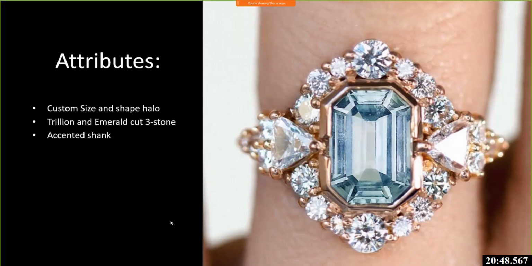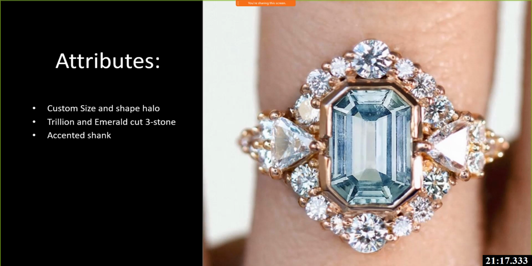So this next one is basically a modified halo, is the way I think about it. So we've got a really custom size and shape halo. We've got some round stones. Obviously this stone and these stones are larger, and then we've got very small and kind of medium sized stones in between, kind of bridging that gap to make up this really unique shaped halo.